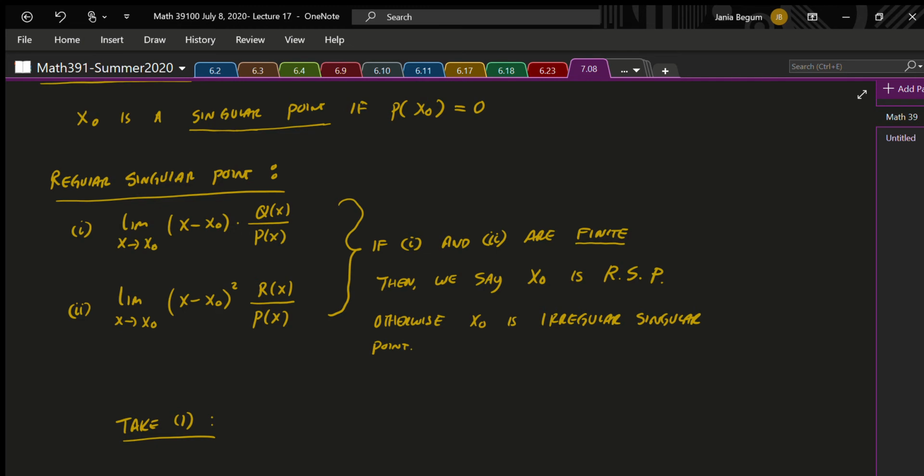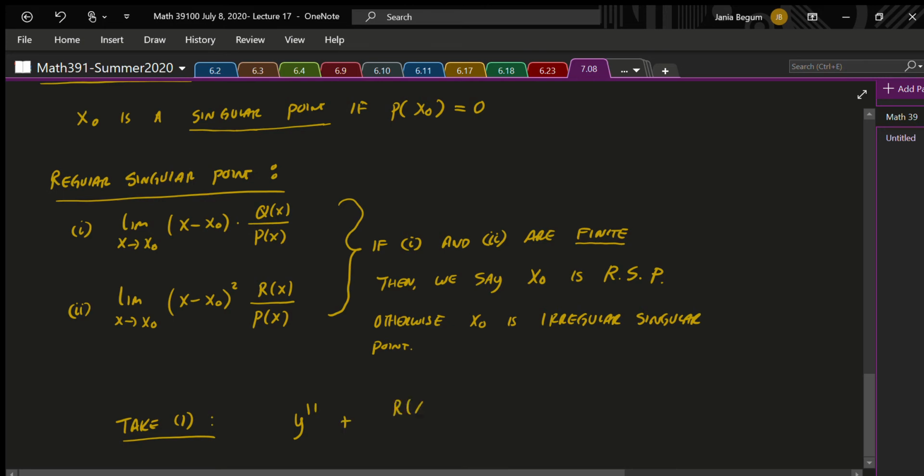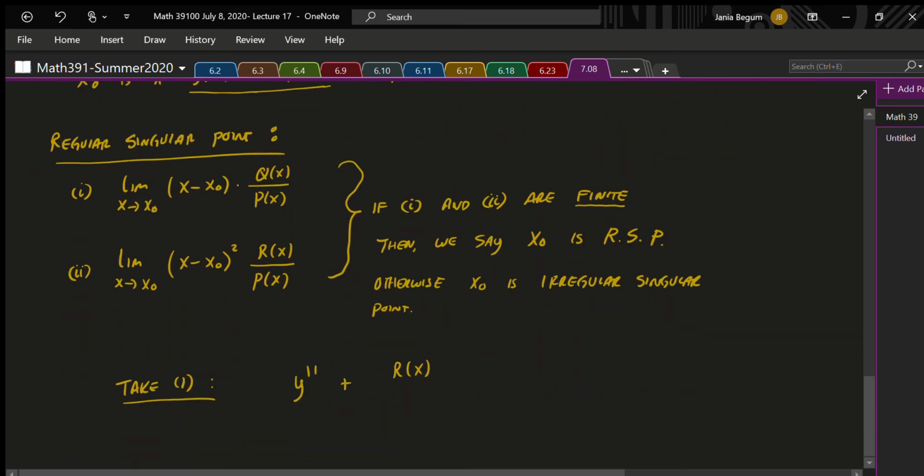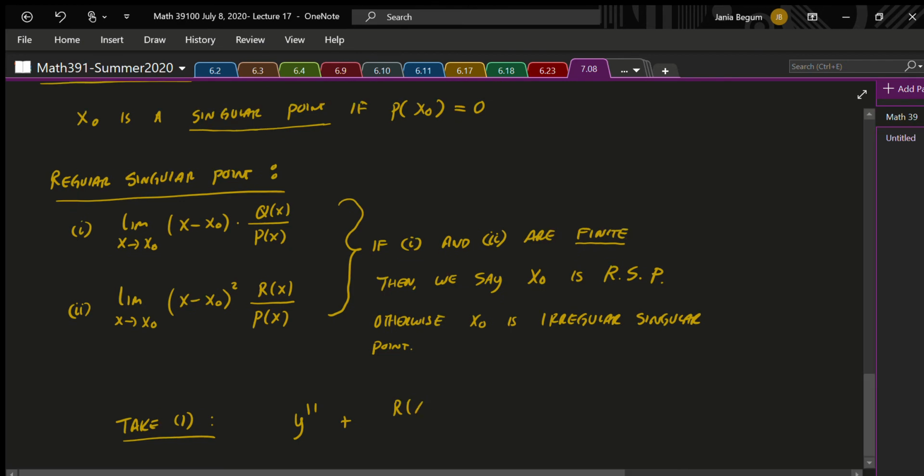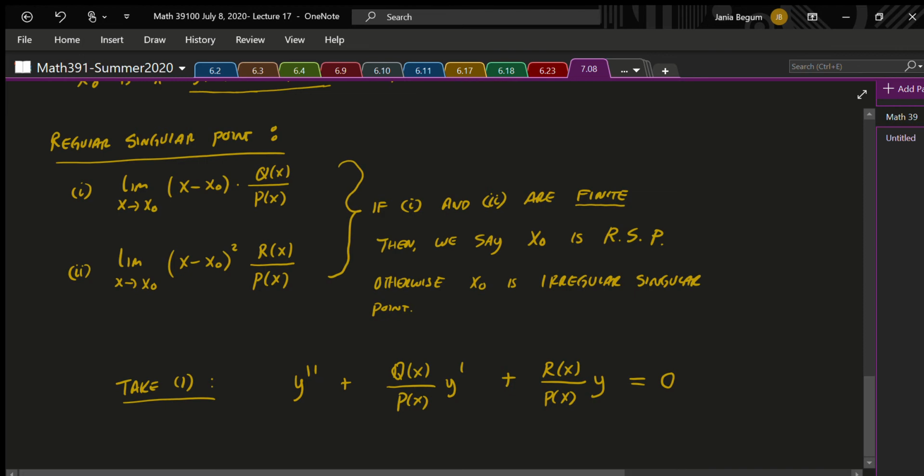And then we'll get started with examples. So if I divide by p of x, I have y double prime plus, hold on, q of x, that's first. So we have q of x over p of x times y prime plus r of x over p of x y equals 0, right? So that's the equation we get if we divide equation 1 by p of x on both sides.